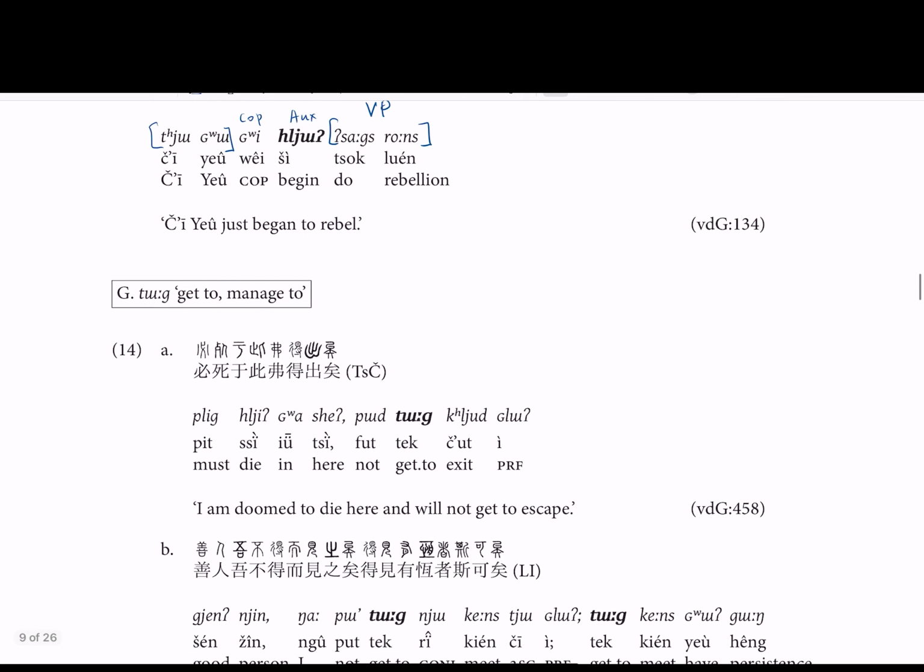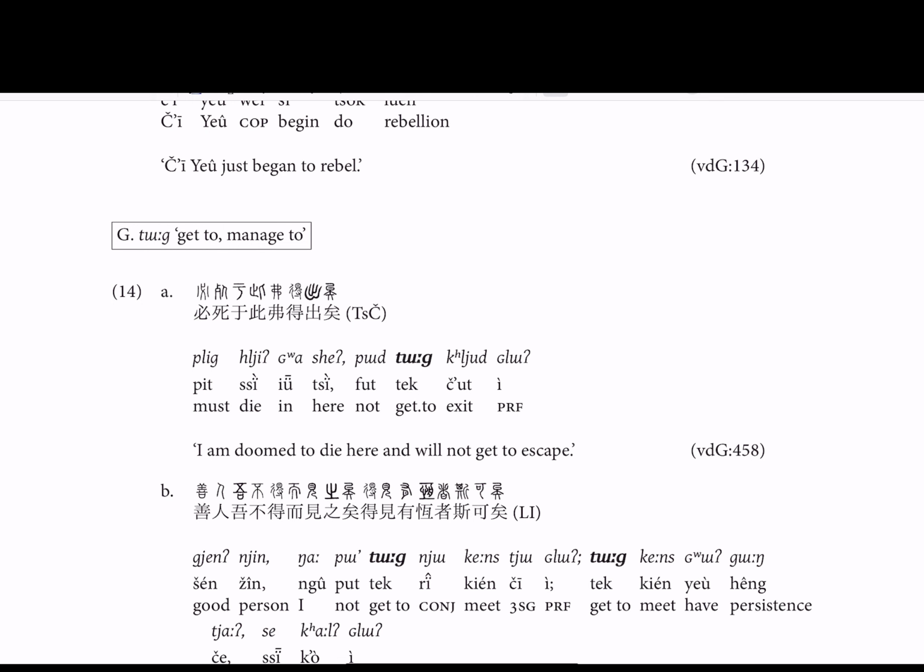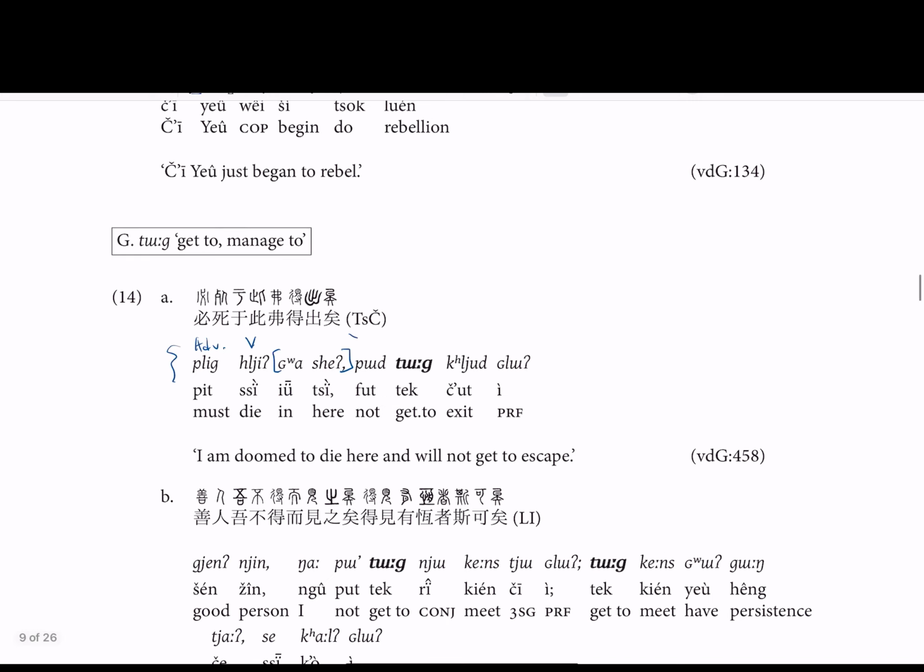The sentence in 14a, plieg, plieg, gua, sche, put, tug, clued, glue. Or in modern Chinese, 必死于此, fu tek chut yi. Plieg is not an auxiliary verb, but an adverbial that means must. Clue is the verb that means die. Guasque means in here. So the first half of the sentence means I am doomed to die here, or I will inevitably die here. The second half of the sentence, put, tug, clued, glue. Put means not. Tug is the auxiliary verb we're learning, get to or manage to.